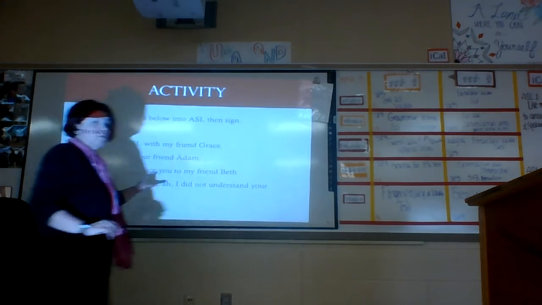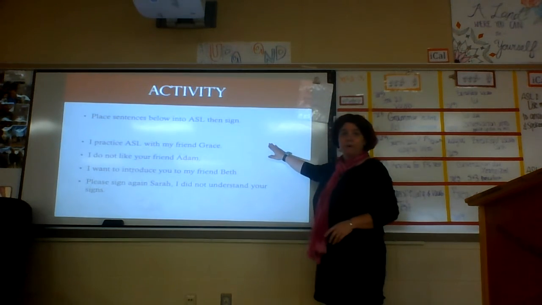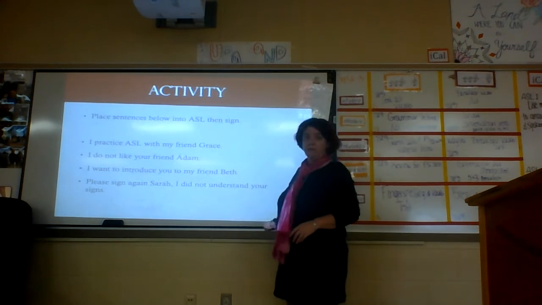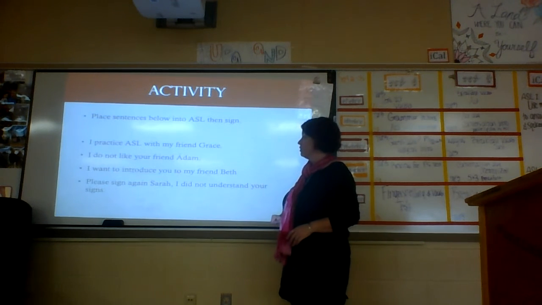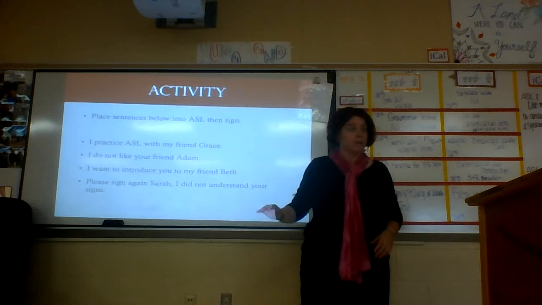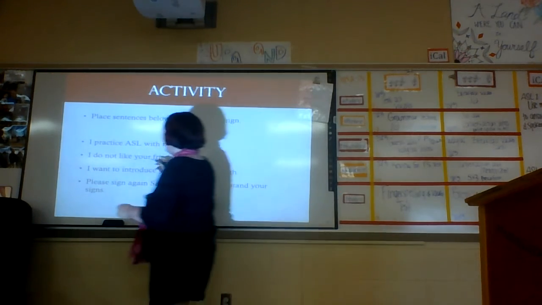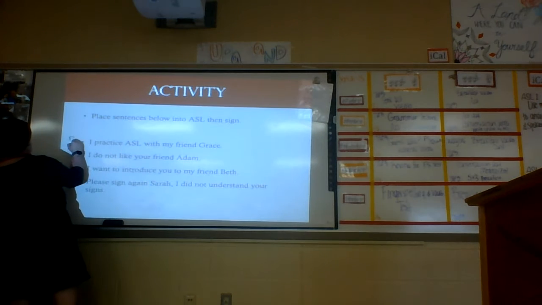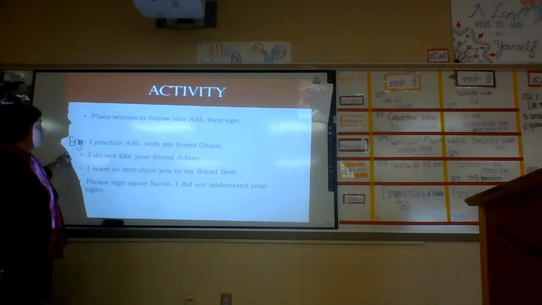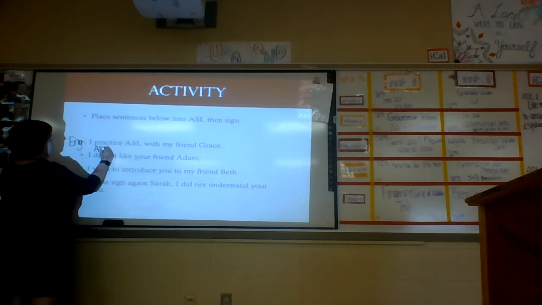These sentences right here are the 4 sentences that we were doing, okay? I practice ASL with my friend Grace. I do not like your friend Adam. I want to introduce you to my friend Beth, and please sign again, Sarah. I did not understand your signs. So, English is right here. English, I practice ASL with my friend Grace. Below it, you're going to put the ASL.